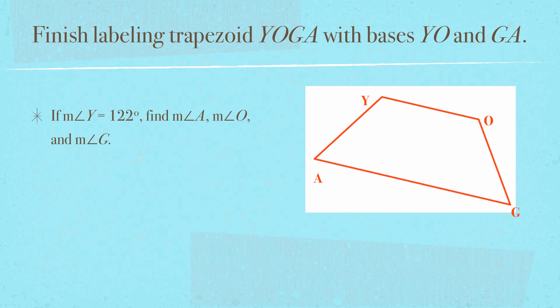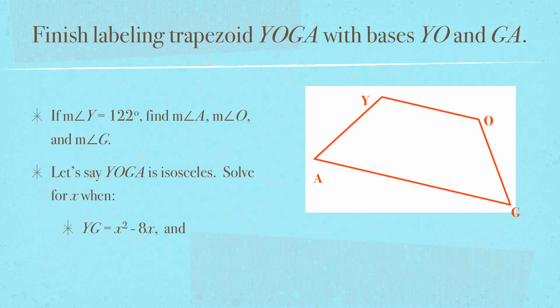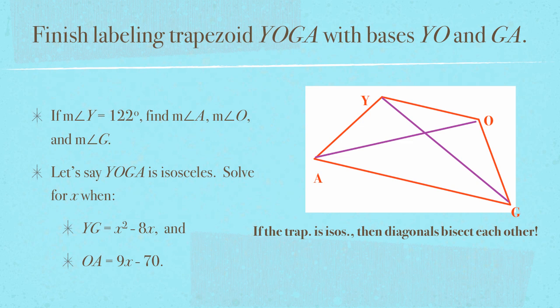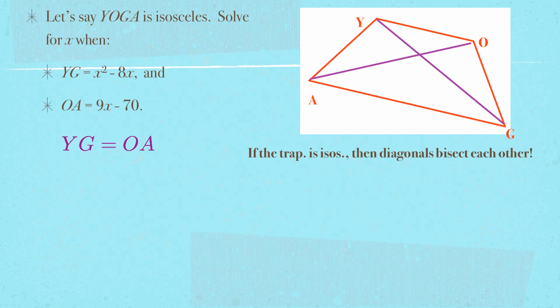Second question, still dealing with this trapezoid, let's pretend that YOGA is isosceles. Let's say we want to solve for x when the length YG is x squared minus 8x and OA is 9x minus 70. So YG and OA, those are diagonals. And if the trapezoid is isosceles, and we're saying it is, then the diagonals must be congruent. And so then we would say YG must equal OA. So x squared minus 8x is equal to 9x minus 70.